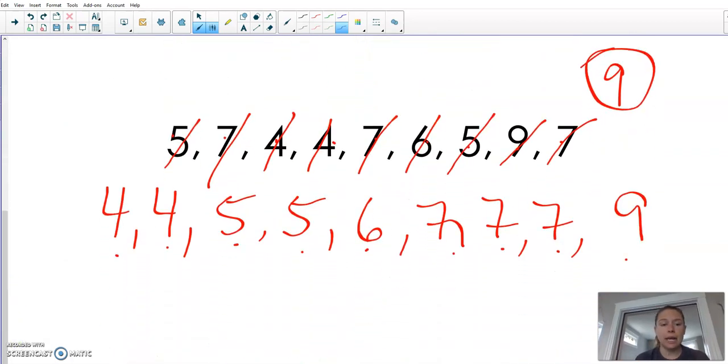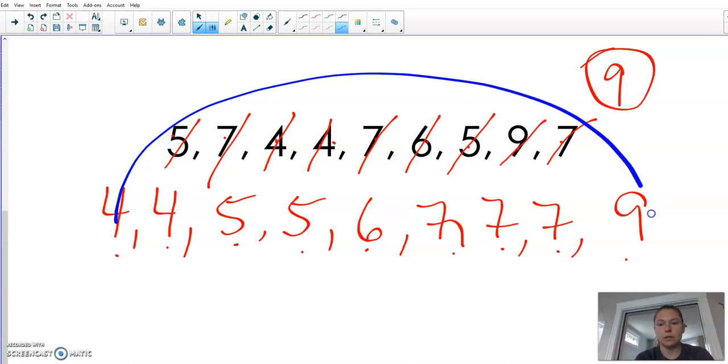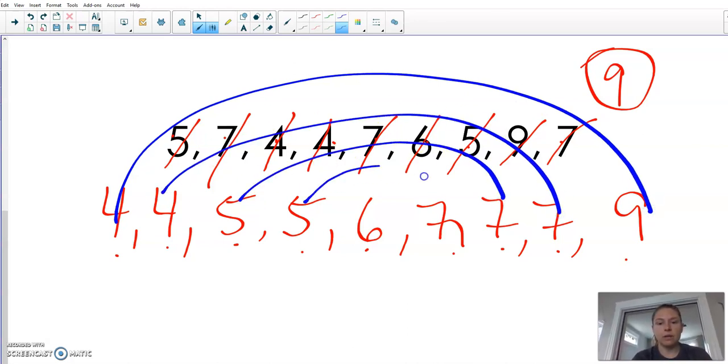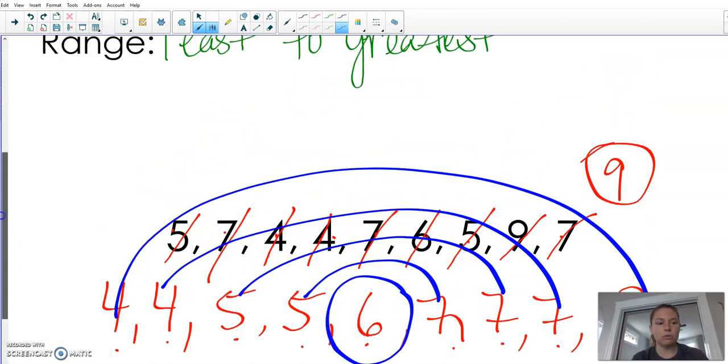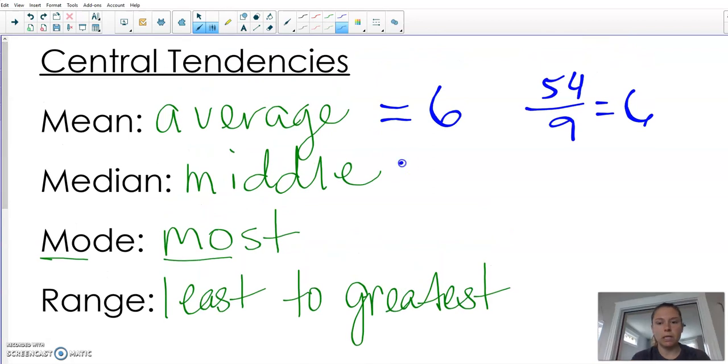So I'm going to connect the 4 to the 9 because think about it. If you want the middle, if you think of a rainbow, they match up until you're at the middle of the rainbow. So all I do is this. 4 to 9, 4 to 7, 5 to 7, 5 to 7, 6 falls in the middle. Oopsie. So I'm going to go back up. Our median is also 6.